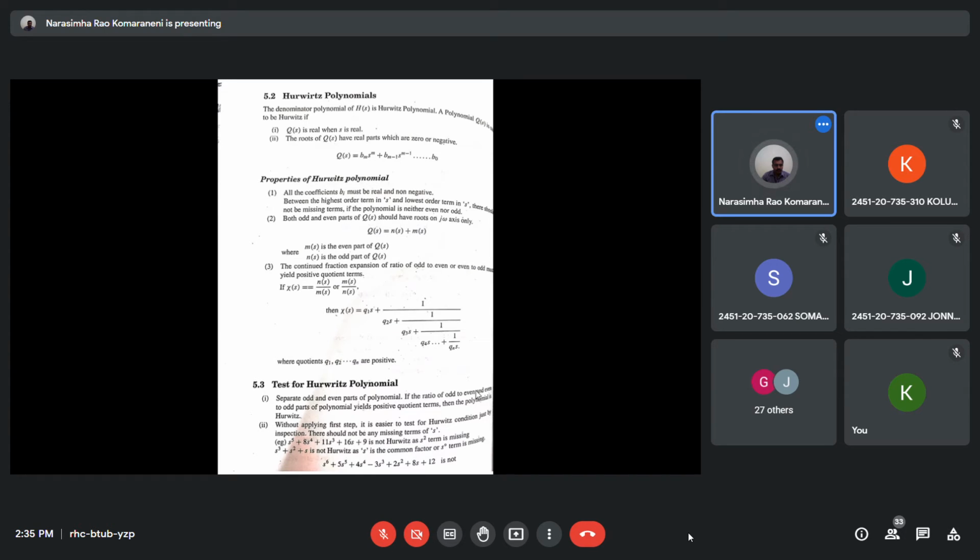Is it visible on the screen? Okay. So if the given function is a Hurwitz polynomial or not, you have to check all these five conditions. In the examination, you get questions like this: test whether the given function is a Hurwitz polynomial or not. Please note down all these five properties.